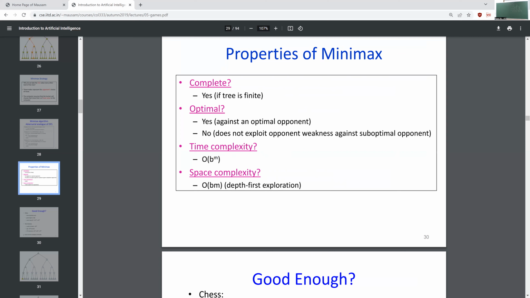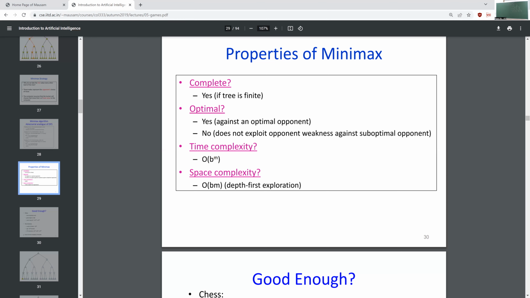Look at the second point, as we just discussed in the example with 14 nodes. It's not going to give you an optimal strategy if the opponent is playing suboptimally. However, if the opponent is playing optimally, then the winning strategy that you get is the optimal that you can achieve in the presence of an optimal opponent. So the answer is yes if the opponent is optimal, and no if the opponent is not optimal.